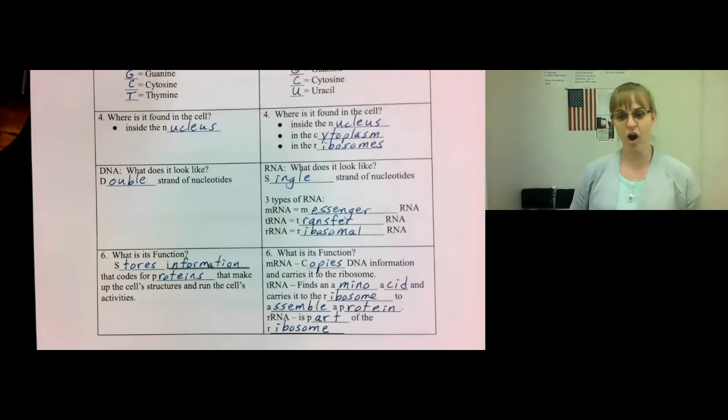The transfer RNA are little transfer trucks. Okay, not really, but we can pretend.